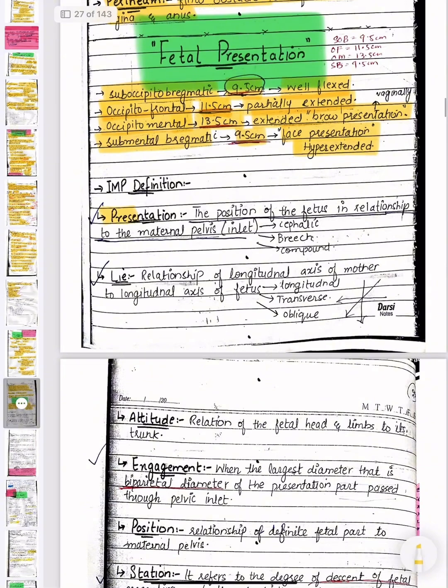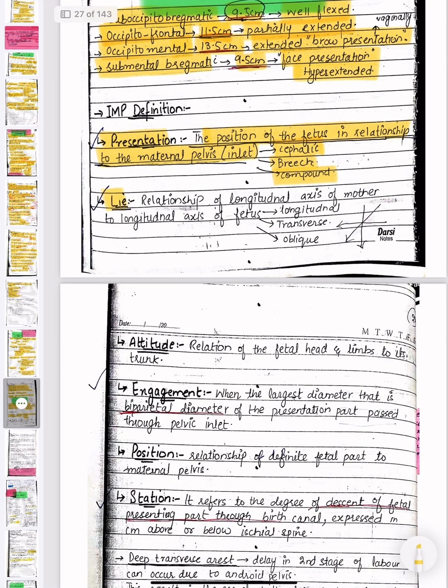What is presentation? It is the position of the fetus in relation to the maternal pelvis. These are cephalic presentation, breech presentation, and compound presentation. Then we have the lie. It is the relationship of the longitudinal axis of the mother to the longitudinal axis of the fetus. These are very important definitions. The lie can be longitudinal, transverse, or oblique.